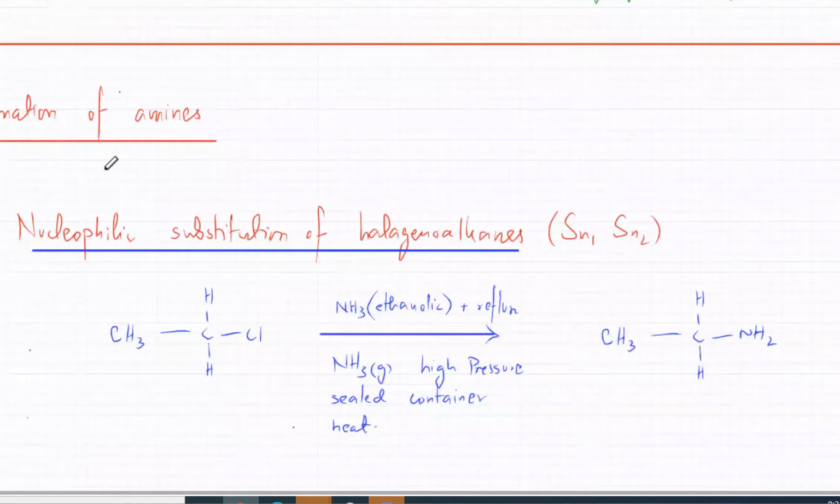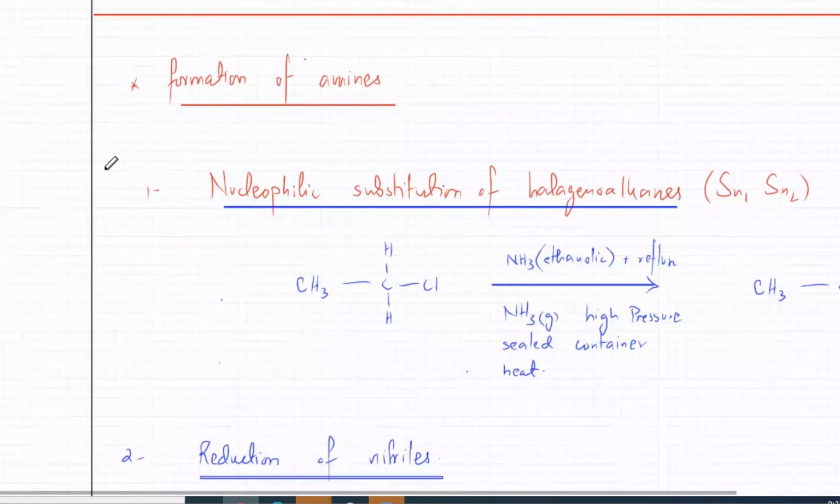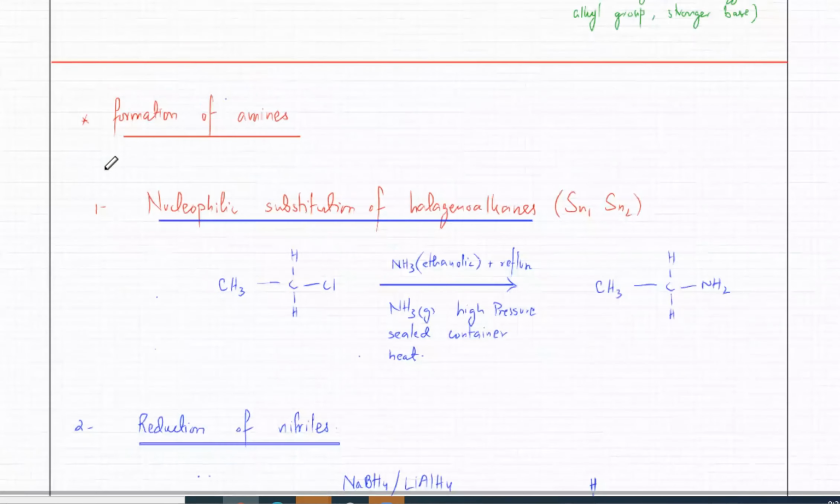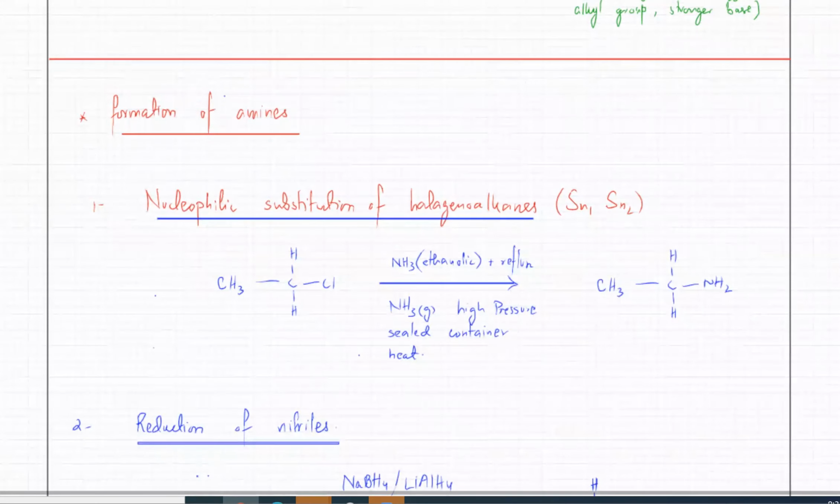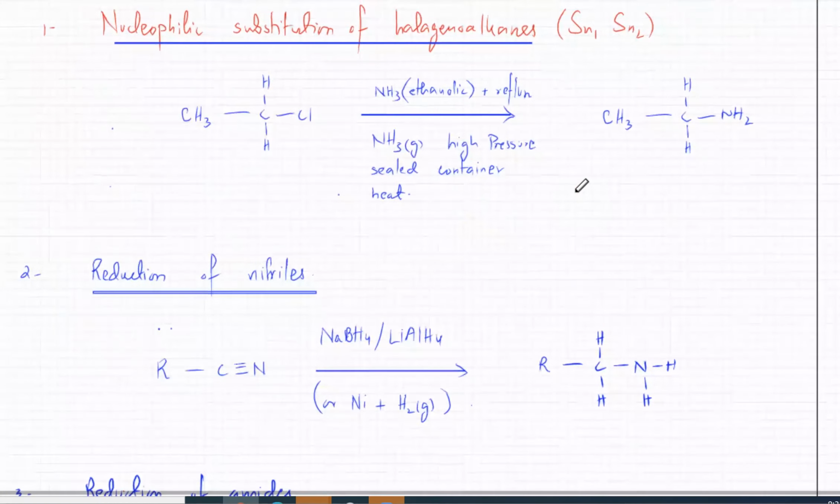Okay, then formation of amines. Now these are all reactions that you have to remember. One is nucleophilic substitution of halogenoalkanes, which you've already done in AS. The halogen gets substituted by ethanolic NH3 or NH3 gas. So the Cl gets replaced by NH2, you get an amine, that's it.